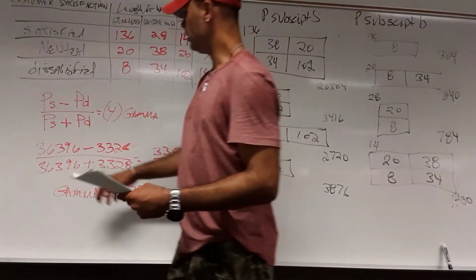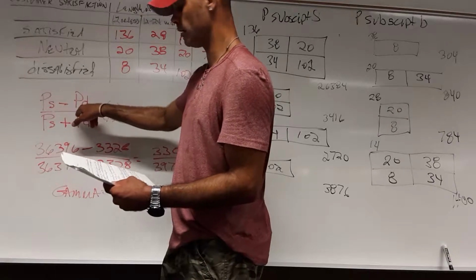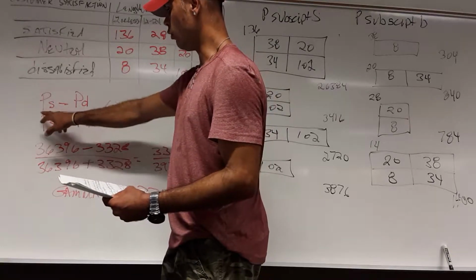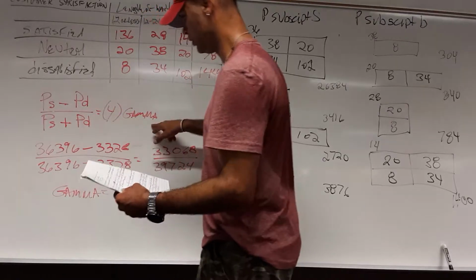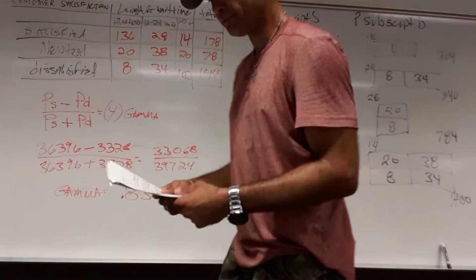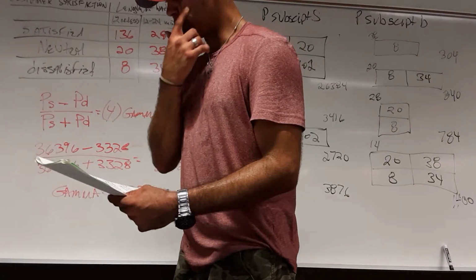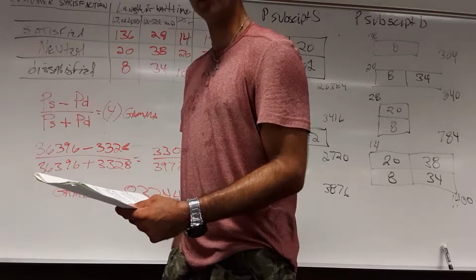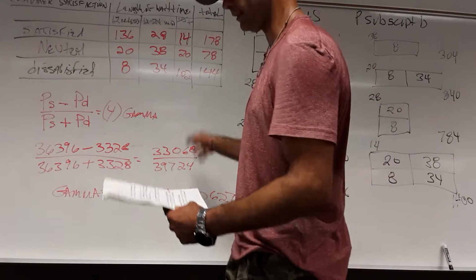The gamma formula is P subscript S minus P subscript D, divided by P subscript S plus P subscript D, equals gamma. Even though we use the formula for gamma, in order to find the P subscripts, we use the algorithm, a set of instructions that applies to tables of any size.